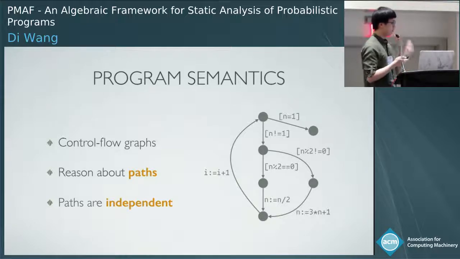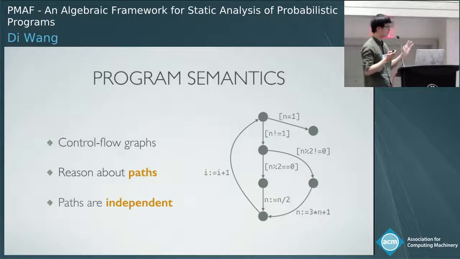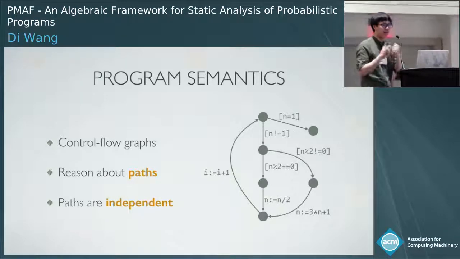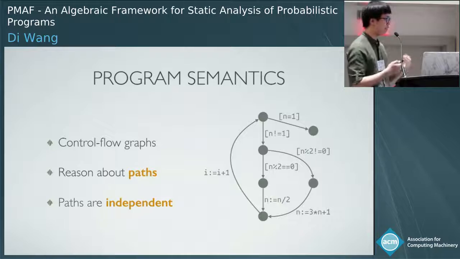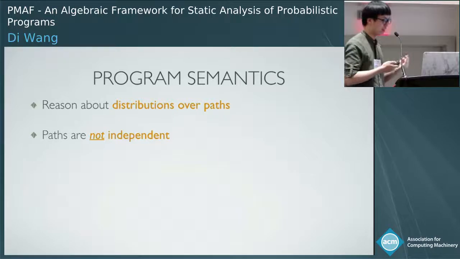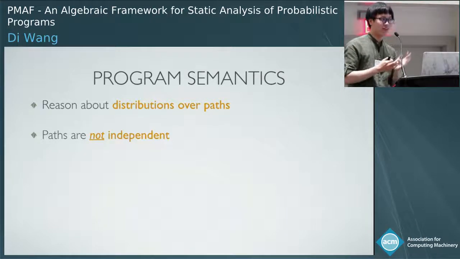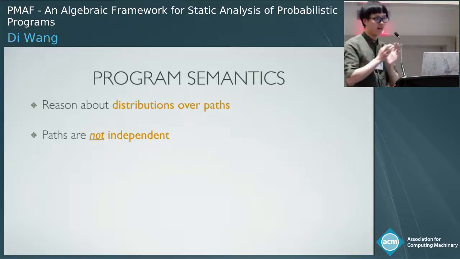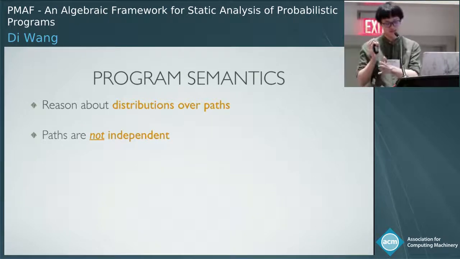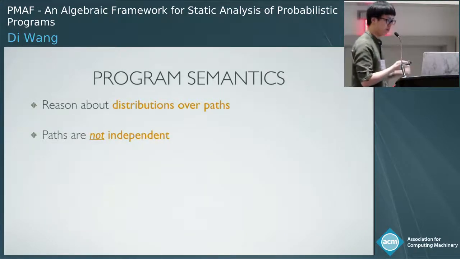And for traditional static analysis, we reason about the path on the directed graph because, in some sense, these paths are independent, so we only need to collect all the paths and reason about their properties. But in the probabilistic setting, things become different because we want to reason about distributions over paths. So different paths can have different probabilities, and all these paths, along with these probabilities, form a distribution. So in this sense, paths are no longer independent.